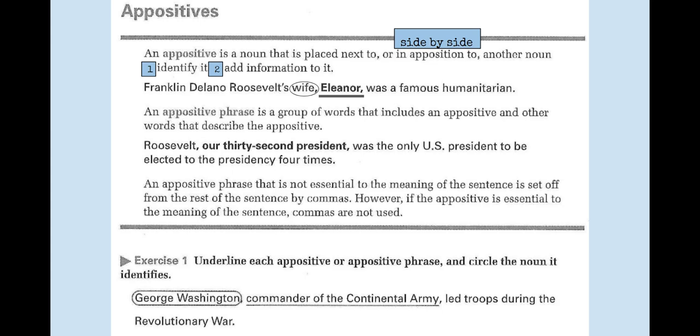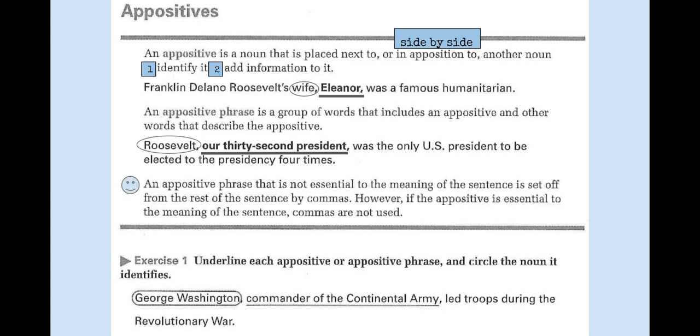Next, an appositive phrase is a group of words that includes an appositive and other words that describe that appositive. For example, we have Roosevelt, our 32nd president, was the only U.S. president to be elected to the presidency 4 times. So our appositive phrase is our 32nd president, which is adding more information to our noun, Roosevelt.